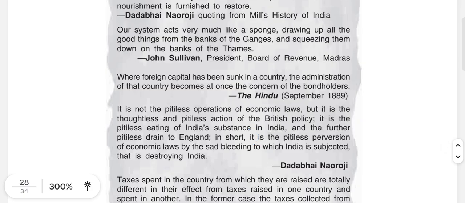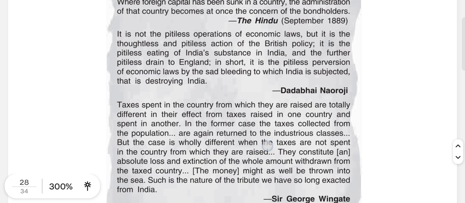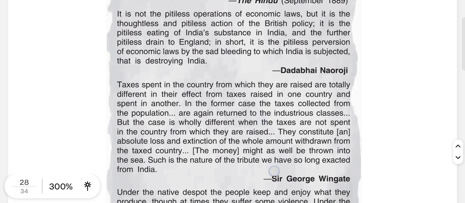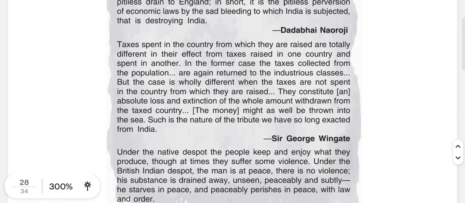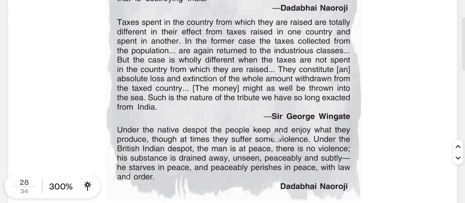John Sullivan, President, Board of Revenue, Madras: where foreign capital has been sunk in a country, the administration of that country becomes at once the concern of the bondholders. The Hindu, September 1889: It is not the pitiless operations of economic laws, but it is the thoughtless and pitiless action of the British policy. It is the pitiless eating of India's substance in India, and the further pitiless drain to England. In short, it is the pitiless perversion of economic laws by the sad bleeding to which India is subjected, that is destroying India. Dadabhai Naoroji.